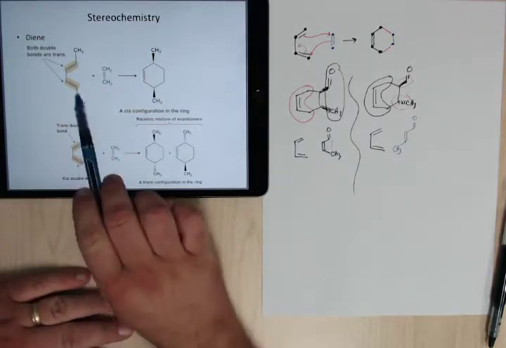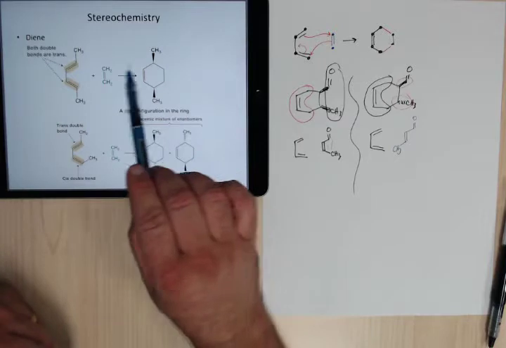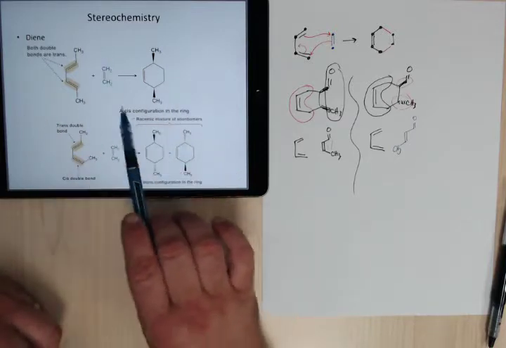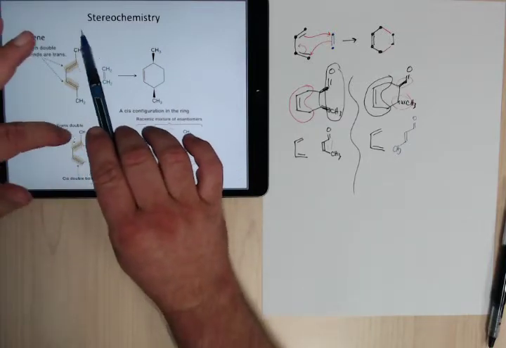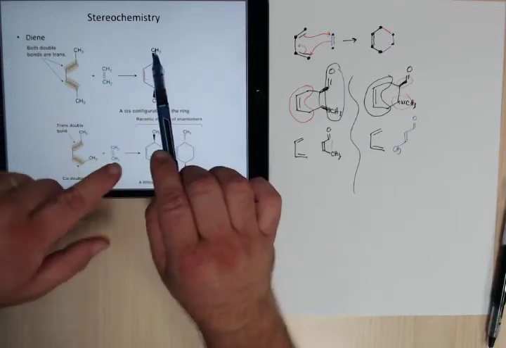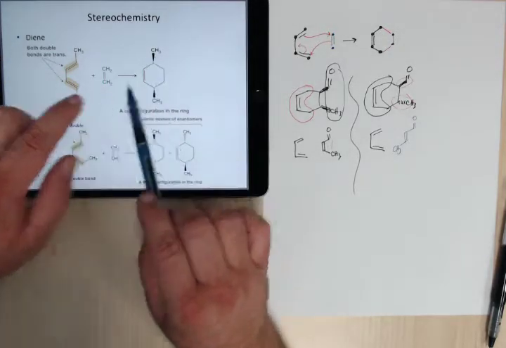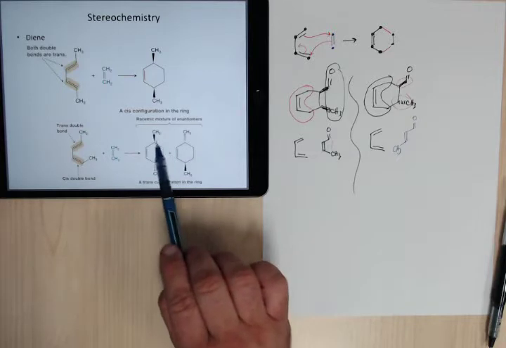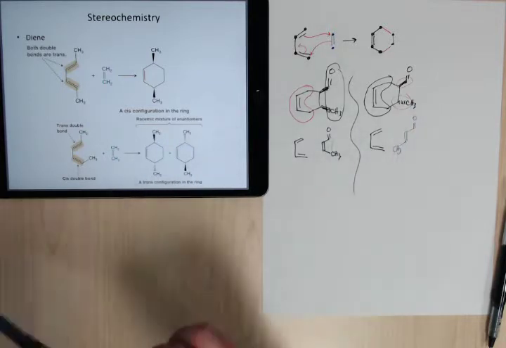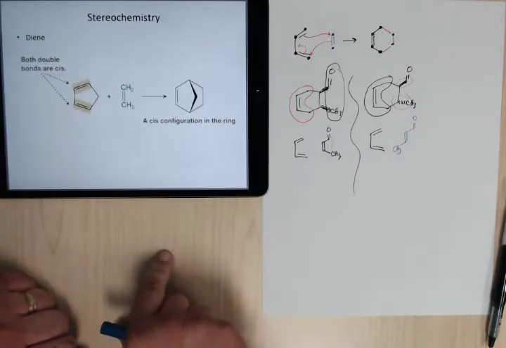Now we do have to be careful with this one here. If they're both pointing out, this is pretty subtle. If they're both pointing out, they'll both be pointing the same way here. If one's out and one's in, you're going to get this mixture of wedge and dash. So that's for the diene.